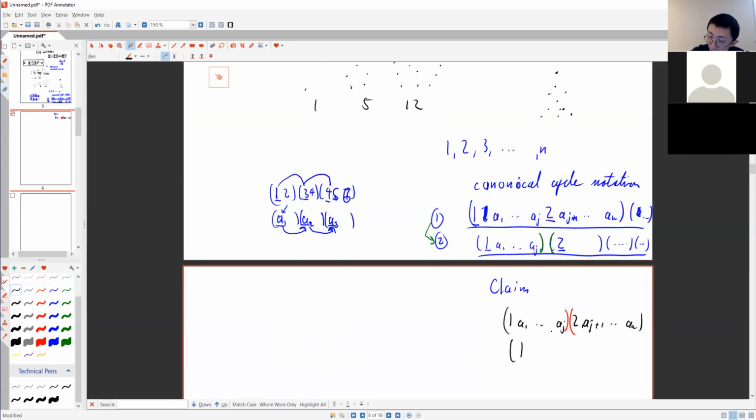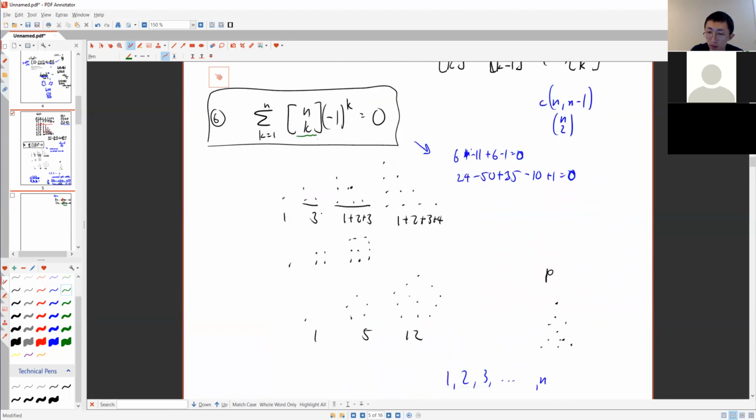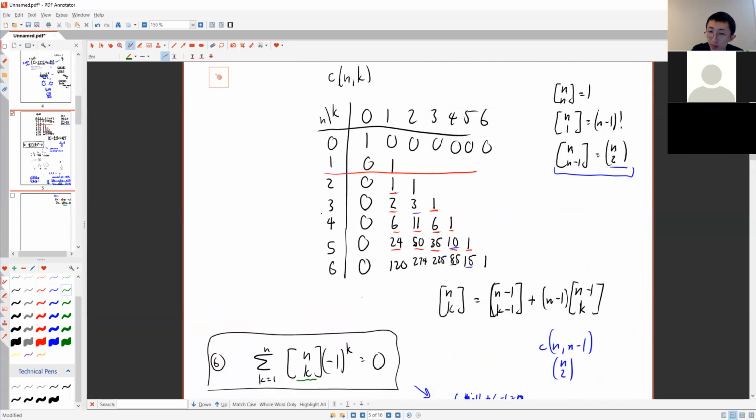If they're in different cycles, then you just remove them. So if you start off with them in different cycles, then you just remove these green ones, and you'll get one with 1 fewer cycles. So that means if we add up all the odd numbered cycles, it's the same as all the even numbered cycles. So that's why you can see that 24 plus 35 plus 1 is equal to 50 plus 10.